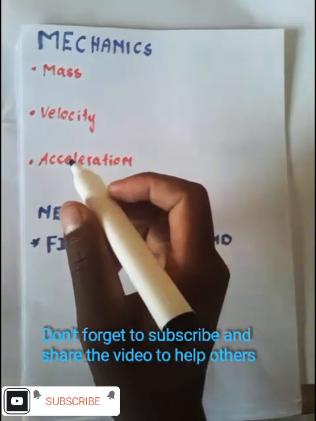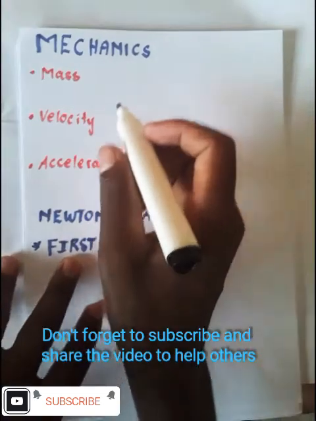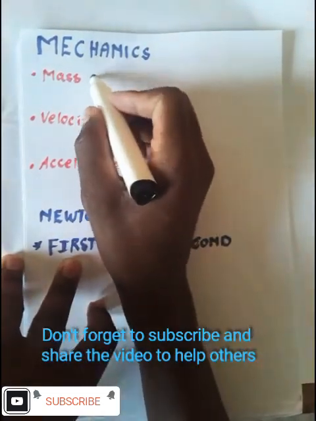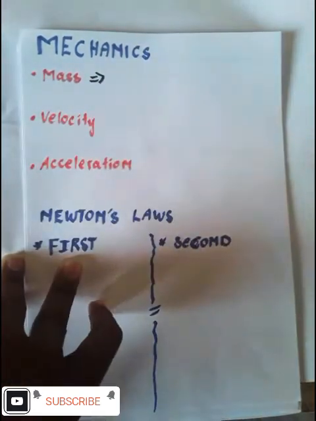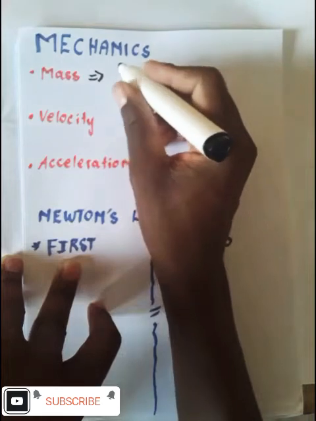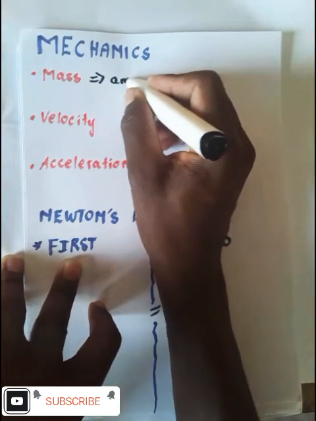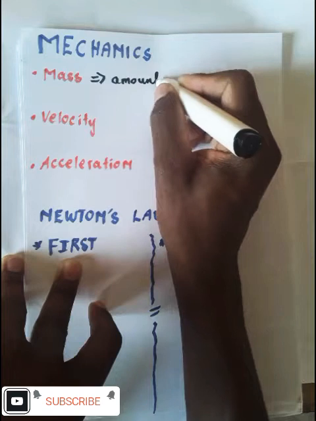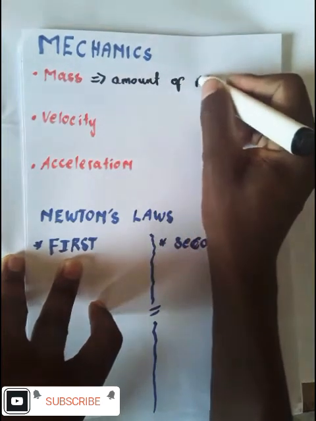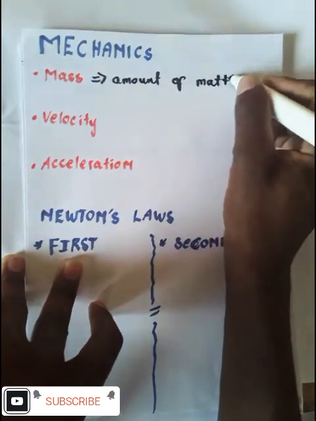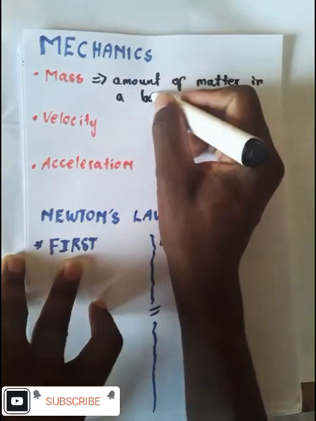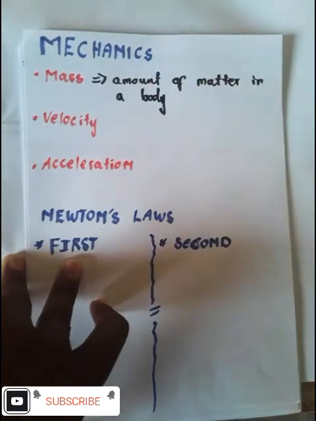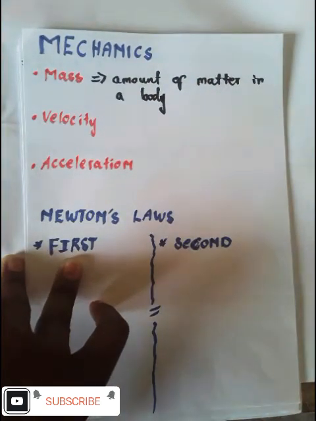So one of them is mass. You have to understand mass. Mass is just the amount of matter in a body. So when we're talking about the mass, we're just talking about the amount of matter that the body has.